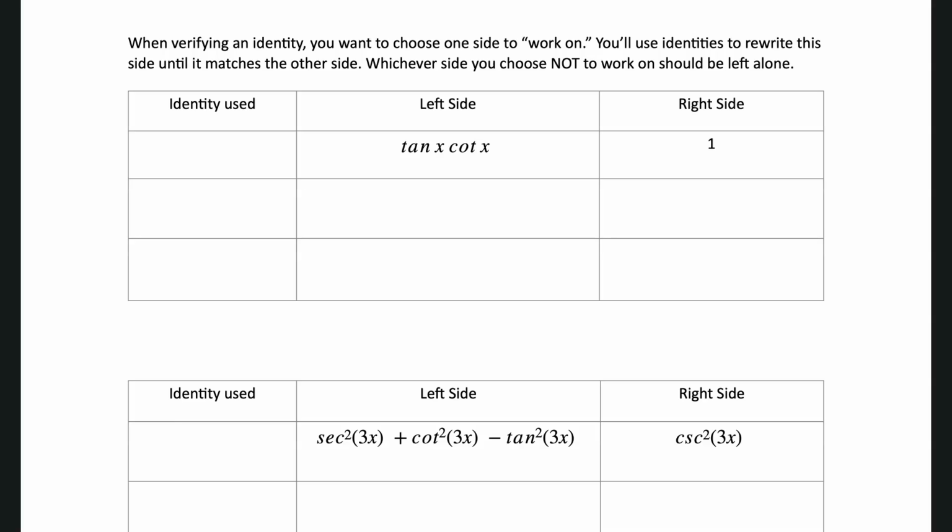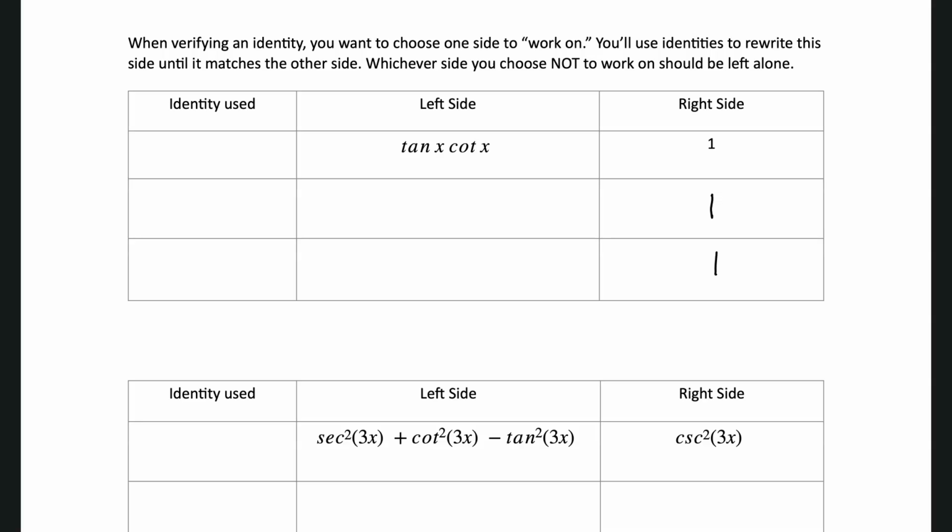Now, what I did specifically in this packet was create a column to notify you which side we're working on. So you'll notice that on the left of this table, there's a blank column saying identity used. And that's supposed to say, okay, we're using the left side of this proof and plugging in identities to it in order to make it look like the right side. Okay, so this right side, immediately we can just go in and just plug in 1, since that is not going to change.